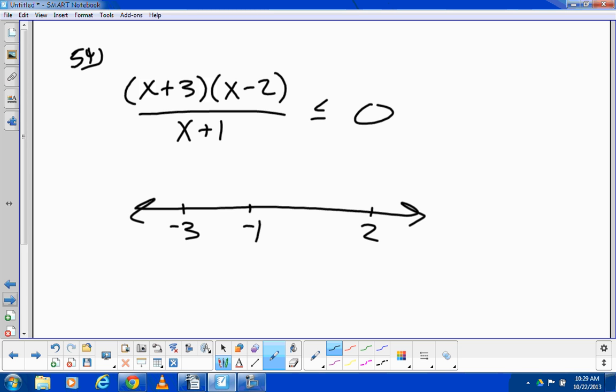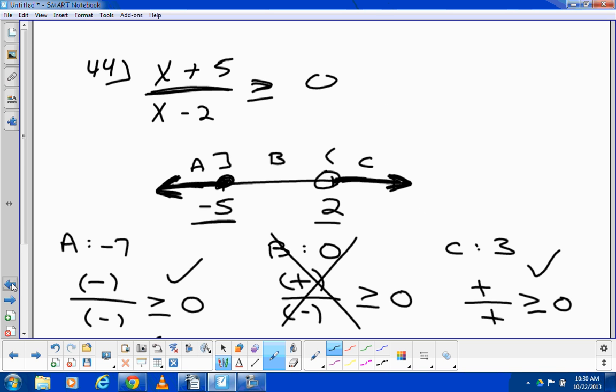For time's sake I'm going to go ahead and just tell you the big secret on guessing and checking. Look what happened here. A worked, B didn't, C did. Here's the big secret. As long as those quantities aren't being squared, they're going to alternate.